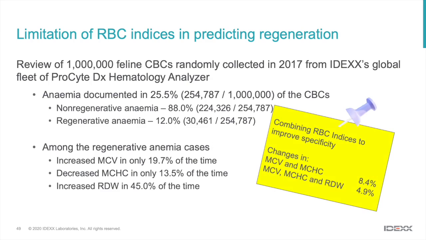Remember that when we combine different tests, we typically improve our specificity for that particular process we are trying to identify. And in the case of the regenerative anemia, if we use the MCV and MCHC changes together that fit a regenerative anemia, now only 8.4% of those regenerative anemias actually show those changes we want to see. That means that over 90% of the time, we're going to misclassify our regenerative anemias. That's huge. It gets even worse if we add the RDW into it. It goes down now to about 5% of those regenerative anemias have all three abnormalities.